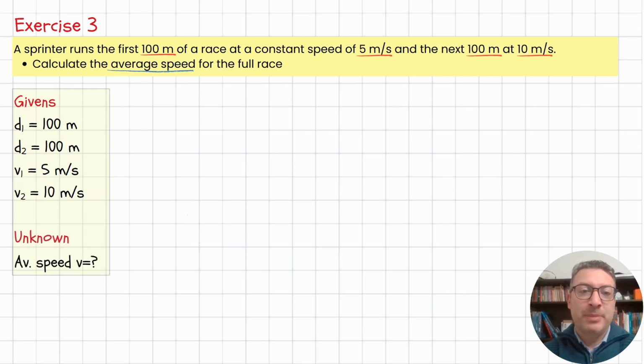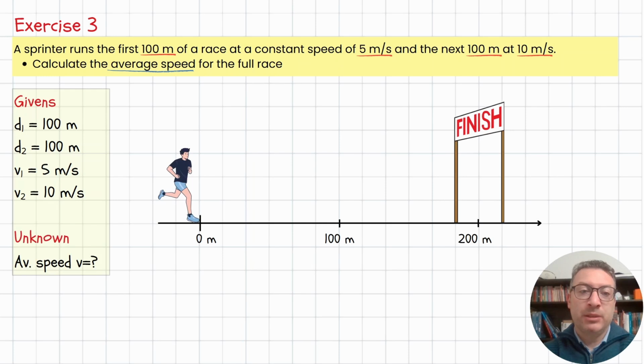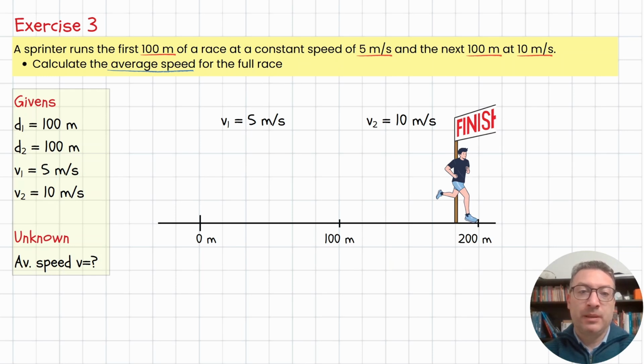To understand what's happening, we have to imagine that the sprinter in total is running a 200-meter long race, and the first 100 meters are run at a velocity of 5 meters per second, and the final part of the race instead at a higher velocity, which is 10 meters per second. And what we have to do is to calculate the average speed.